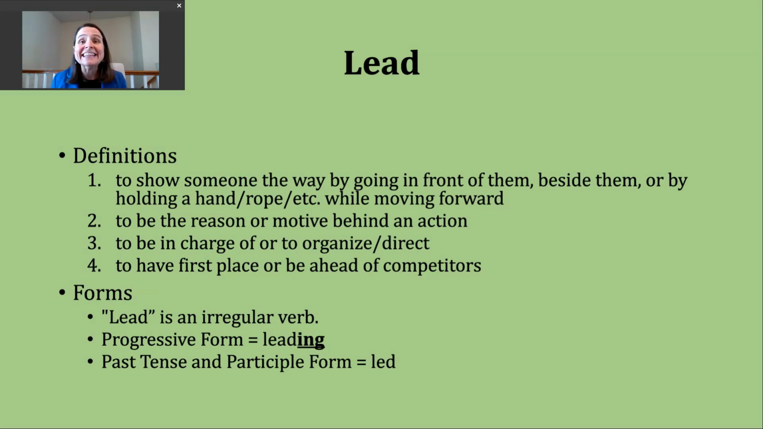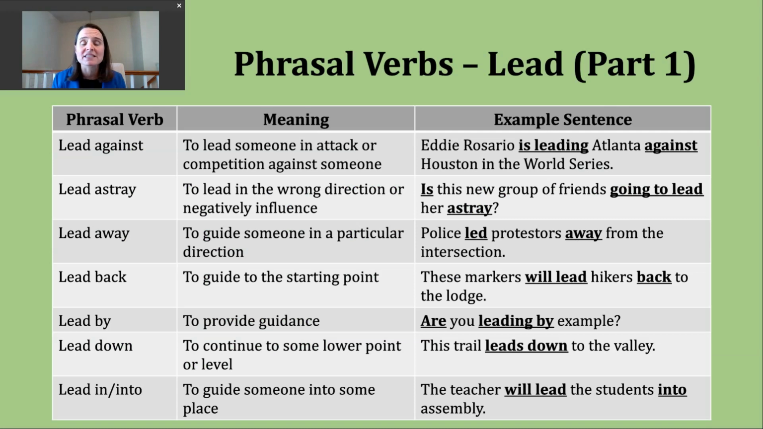You should know that lead is an irregular verb. To make the progressive form, all you're going to do is add ing to form leading. The past tense and participle form of this verb is spelled L-E-D and it's pronounced led. Led. Okay? Now, this verb lead is used in connection with prepositions very frequently. So today we're going to focus on looking at different phrasal verbs with lead.